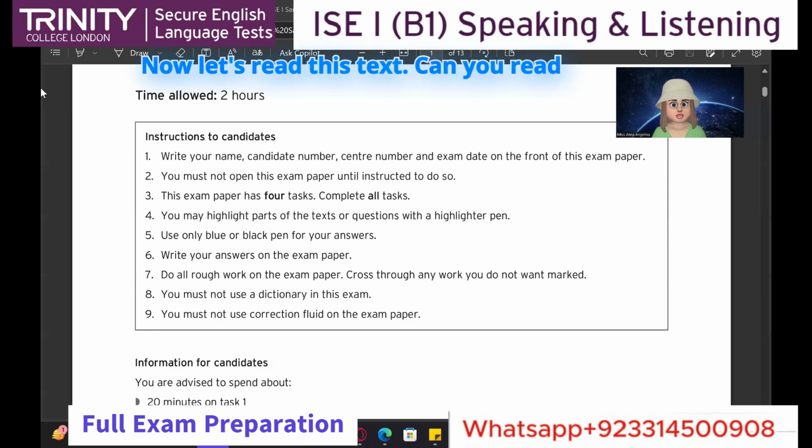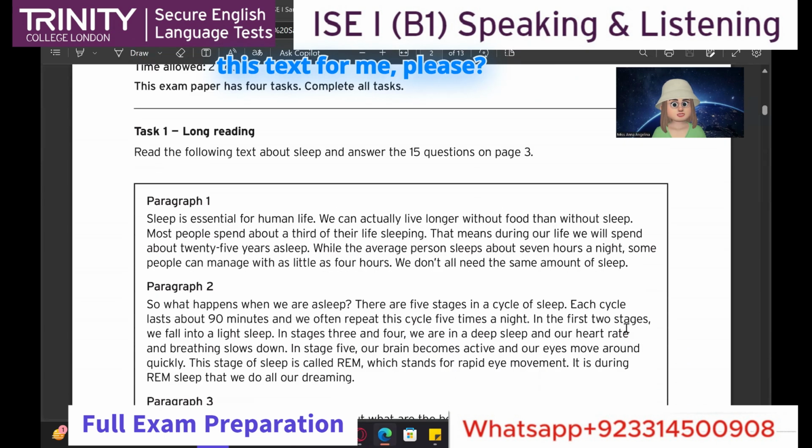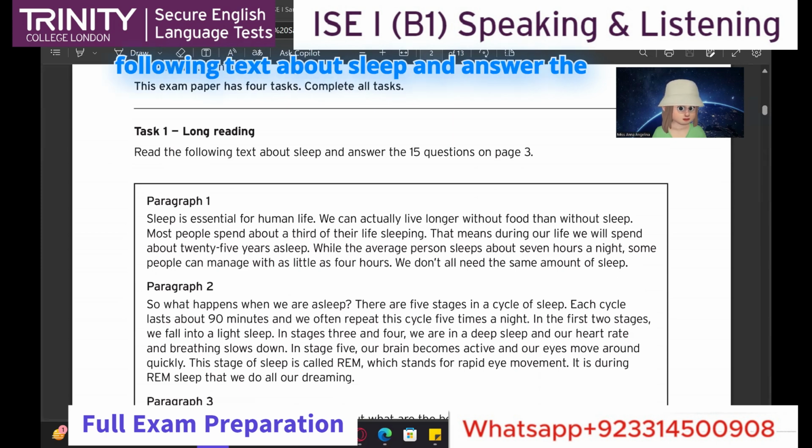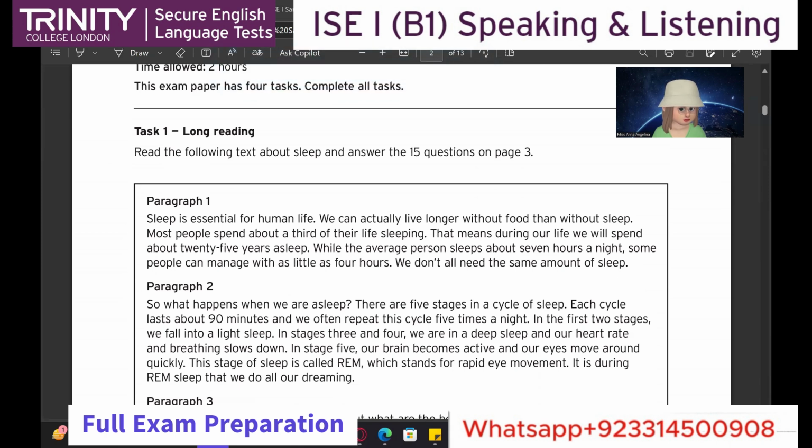Right now, let's read this text. Can you read this text for me, please? It's Task 1, long reading. Read the following text about sleep and answer the 15 questions on page 3.